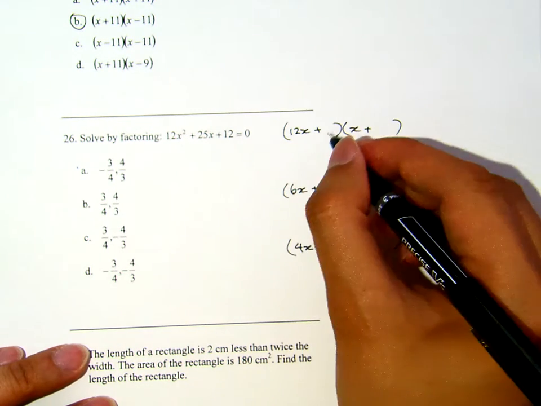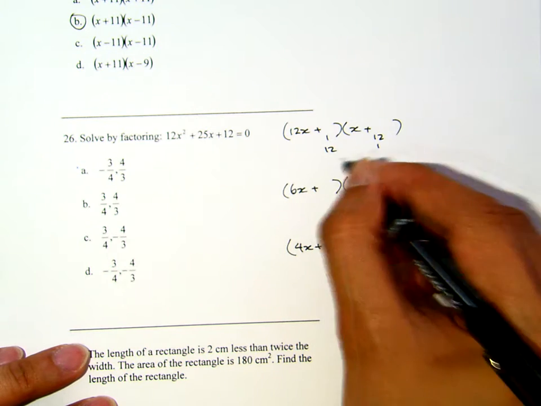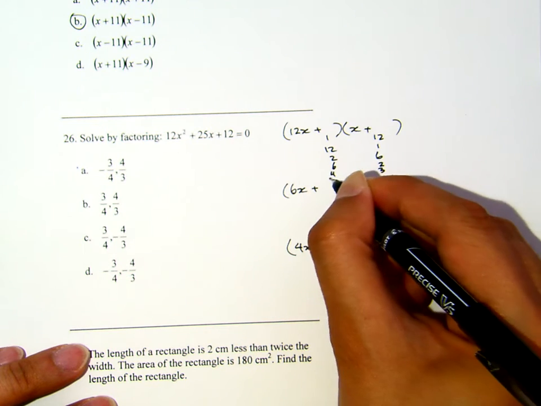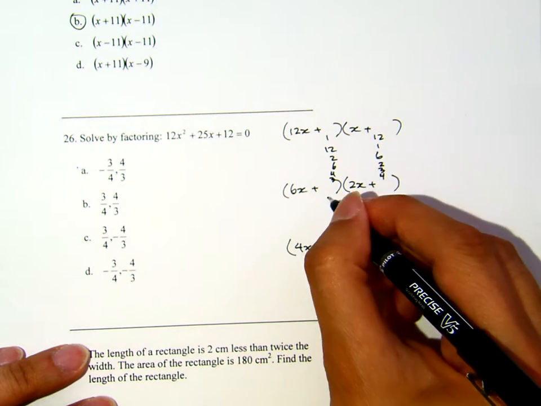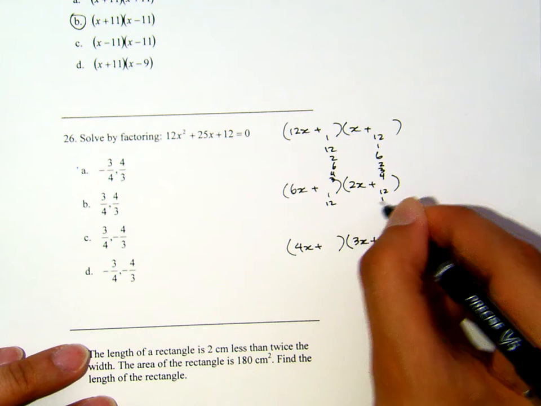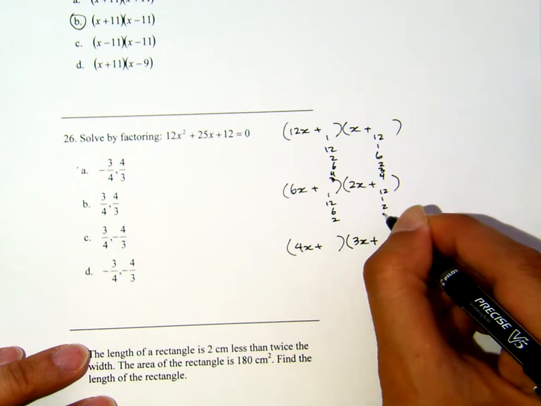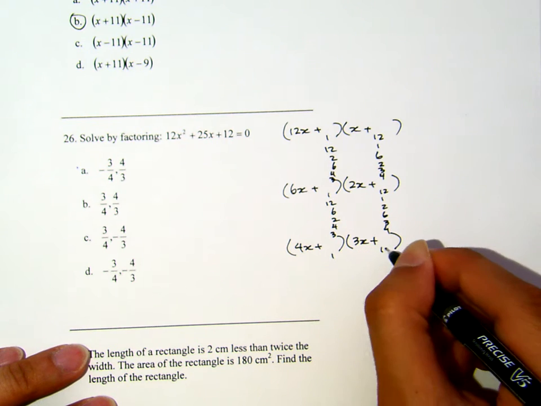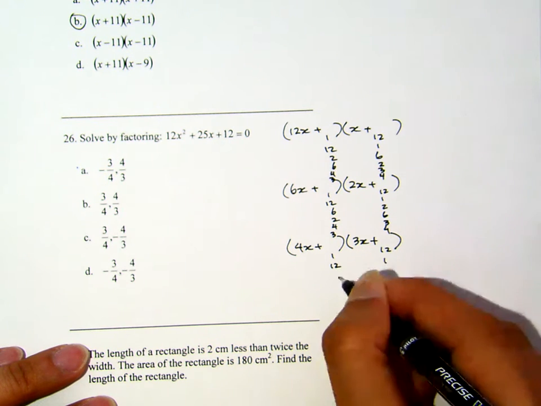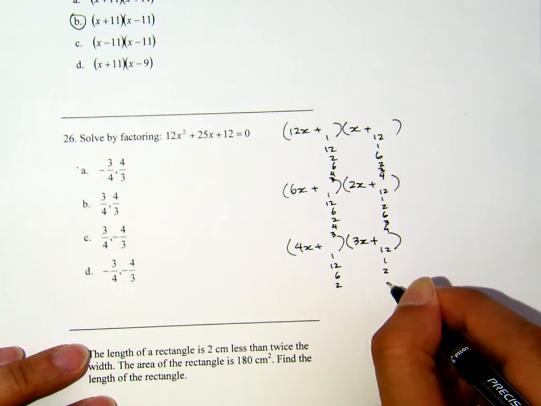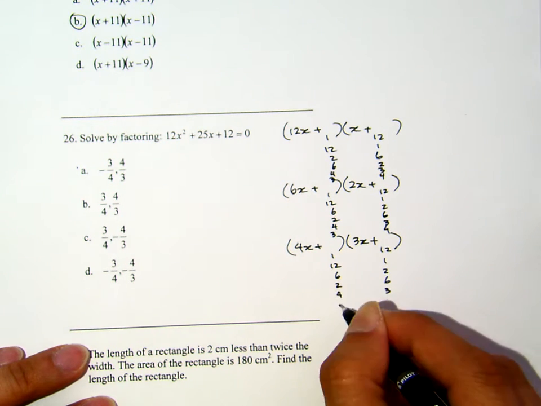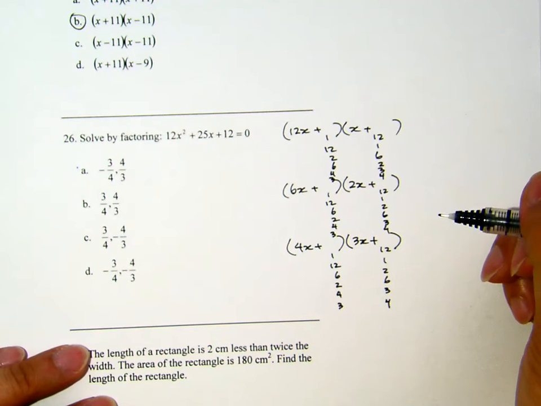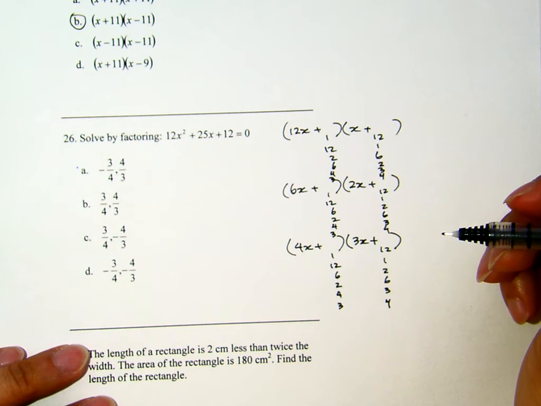And then for the 12, it's either 1, 12, 12, 1, 2, 6, 6, 2, 4, 3, 3, 4. Likewise here, let me write down all of them first. Now, it seems like we have a total of 18 ways, right? And what we will do is try them one by one.